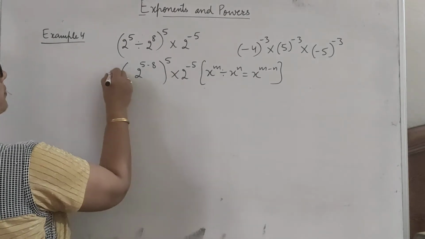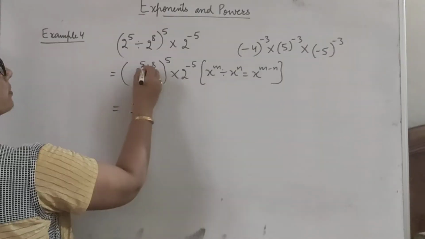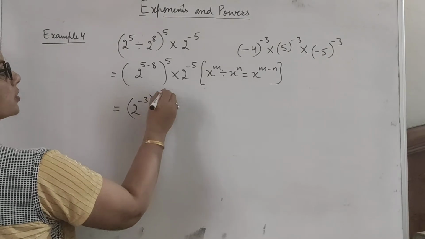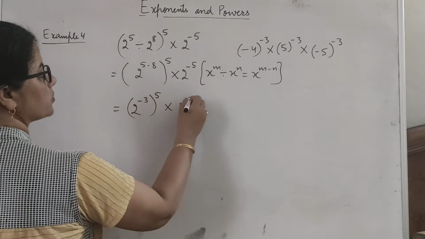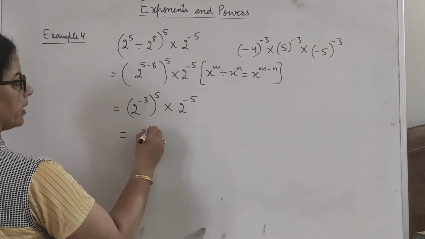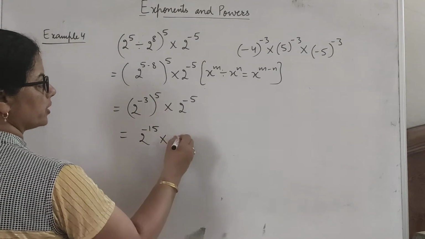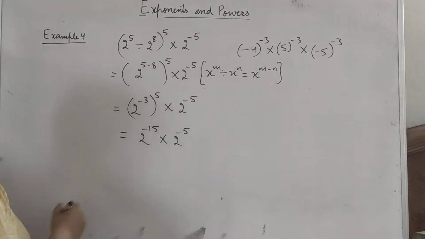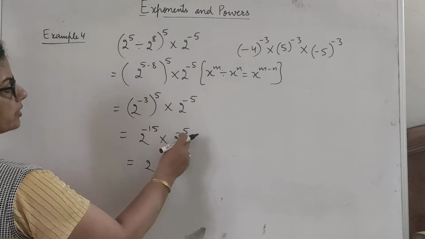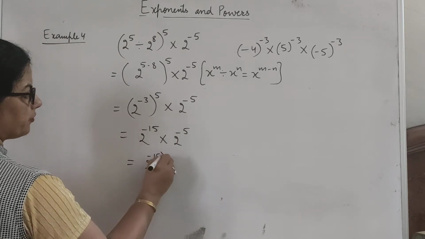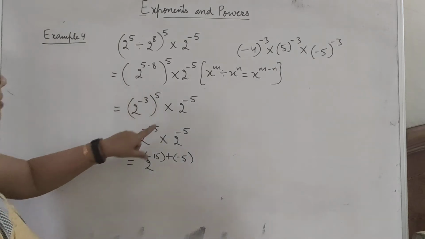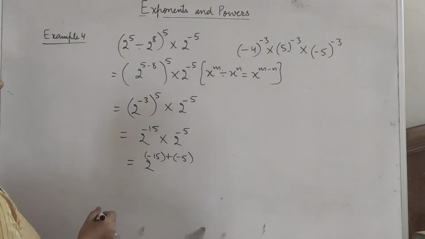Now what will come? 2 raised to the power 5 minus 8, which is minus 3, whole raised to the power 5, into 2 raised to the power minus 5. That gives 2 raised to the power minus 15 into 2 raised to the power minus 5. Bases are same, so powers will be added: minus 15 plus minus 5.